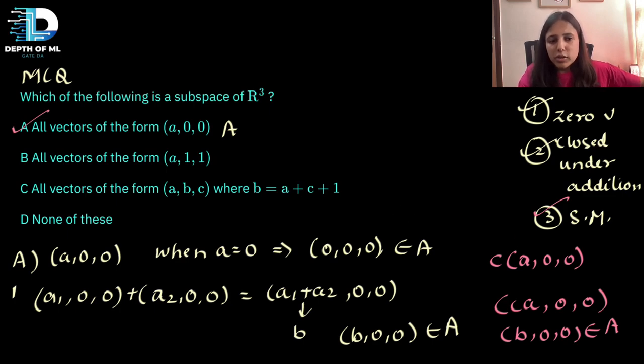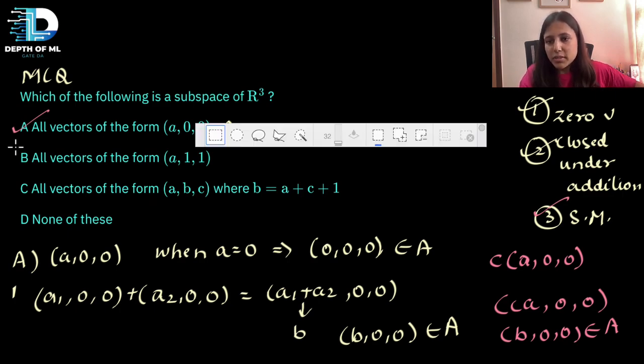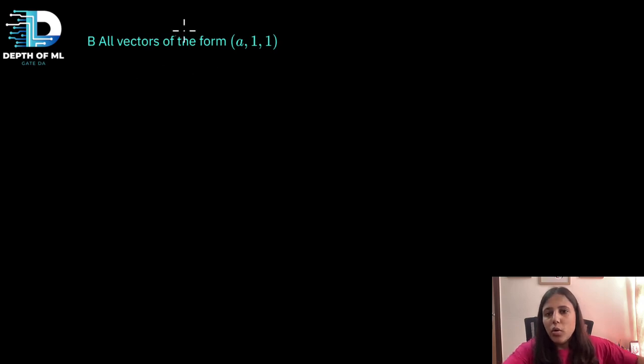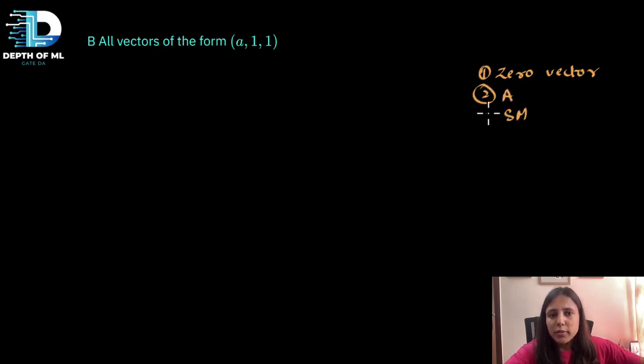But for the sake of completion, let's go through the other options and see why they are not vector spaces or valid subspaces. So I'll pick this one. So all vectors of the form this. Let me check. I know what the three conditions are: zero vector, addition, and scalar multiplication, right? These are the three things that you have to check.